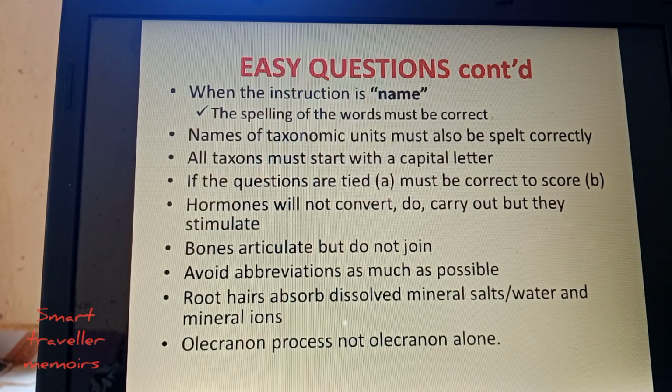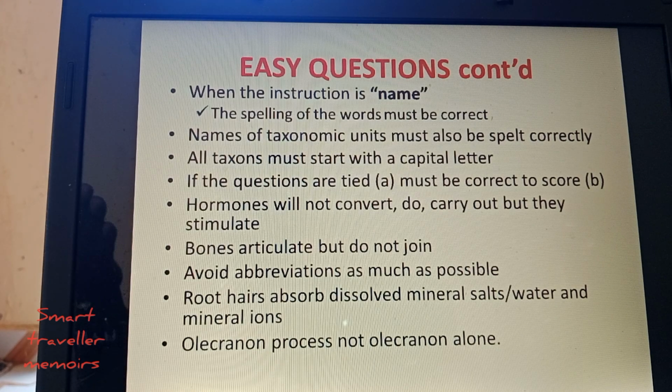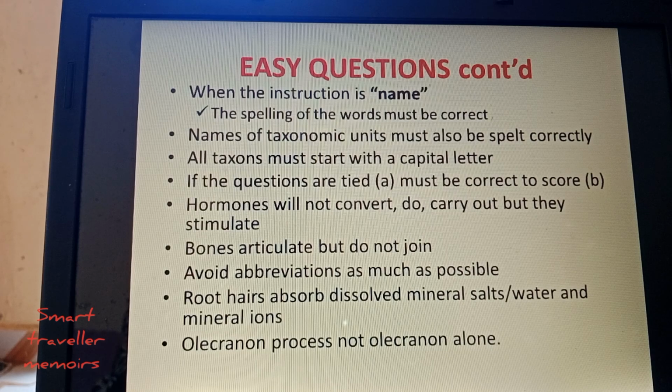Hormones will not convert, do, or carry out, but they stimulate. So hormones do not do anything, they just stimulate. Bones articulate, but do not join. Don't talk about bones joining. The femur and the fibula, you don't say that they are joining. You say they articulate. Avoid abbreviations as much as possible.